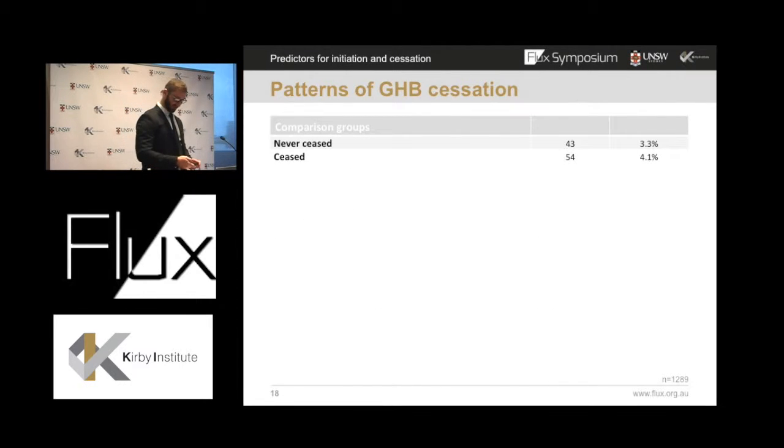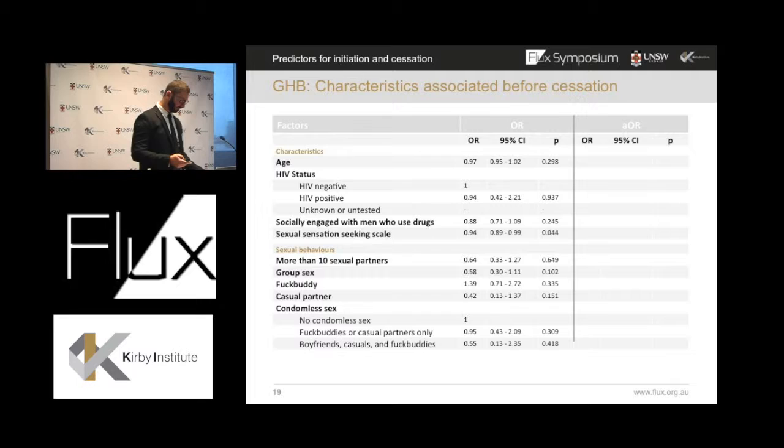Now turning our attention to cessation, we have approximately 100 men who are using GHB at baseline and continue to do so through follow-up. When comparing them with the 20 men who were using at baseline but ceased at follow-up, again, similar to those who ceased crystal use, those who scored lower on the sexual sensation seeking scale were more likely to stop using GHB.